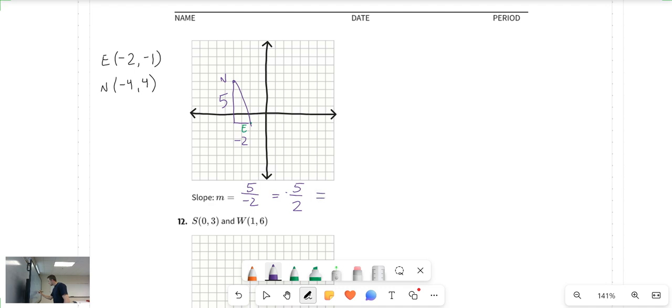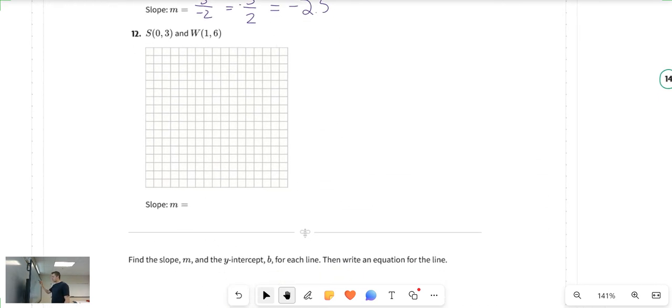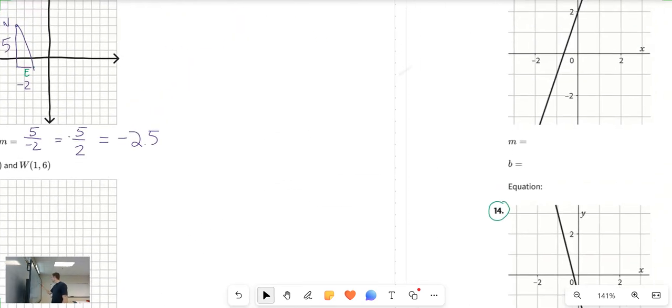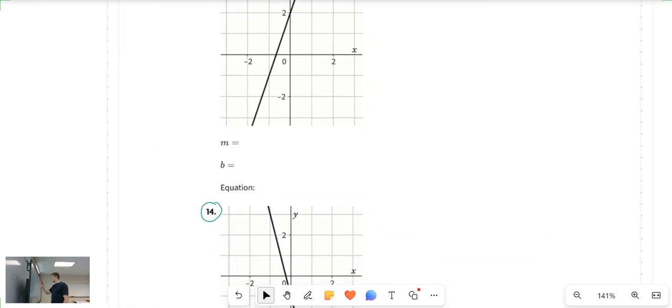Which, if we wanted the decimal version, would be -2.5. Which is fine. We can leave it as -5/2. Any of these will be correct: -5/2, 5/-2, or -2/5. All of those are going to be correct. All right, let's move on. Done with this page. Let's go over here.